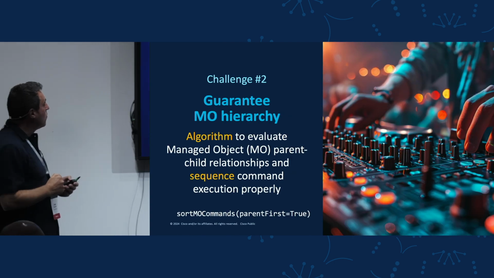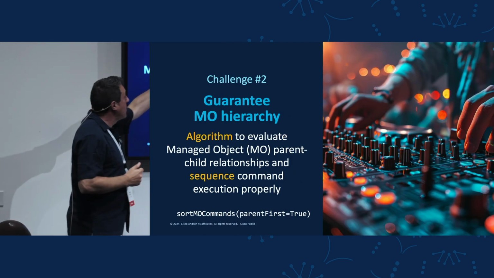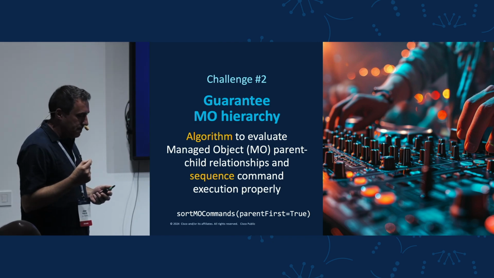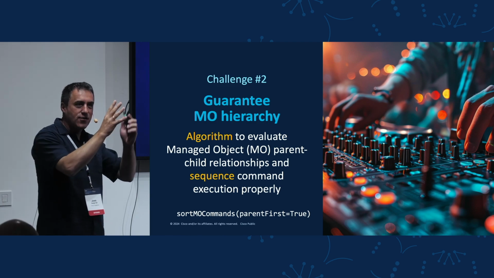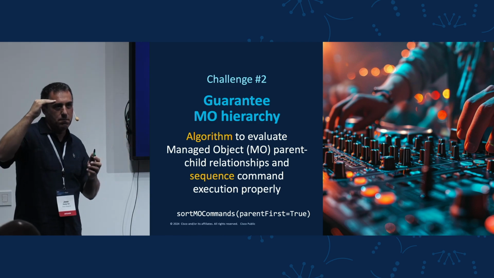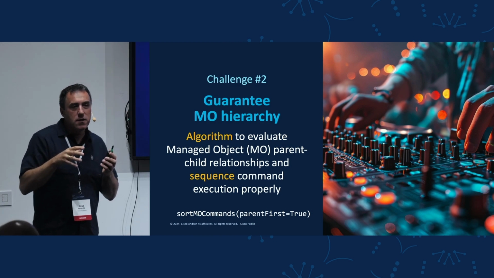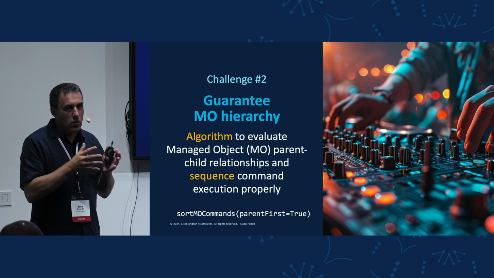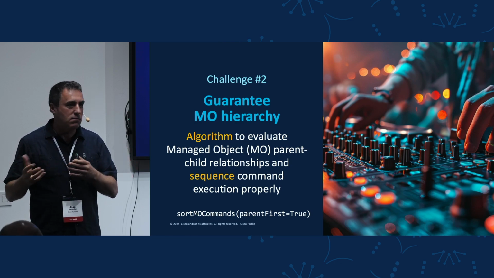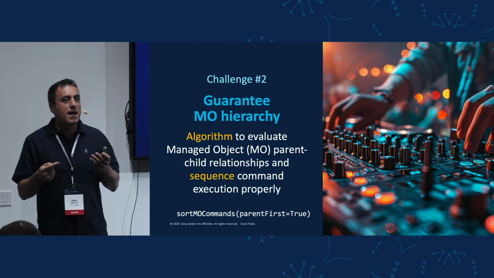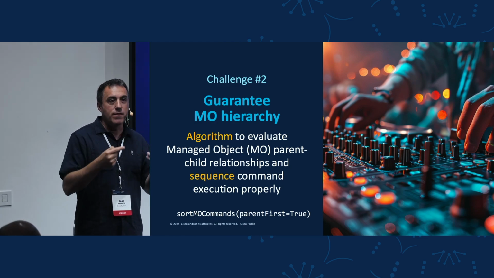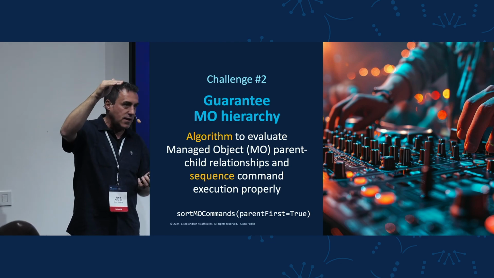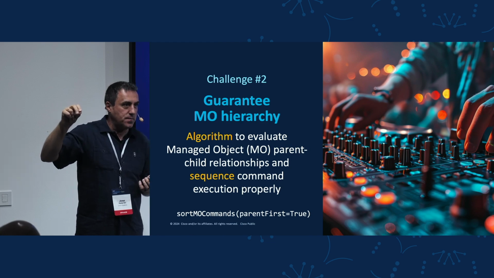The challenge number 2: we have to guarantee the managed object hierarchy. If you see MO, it's managed objects, okay? So once we have the structure of the relationship between parent and child among the MOs, the next step was to prevent the child from being configured or created before the parent. For example, you cannot assign an IP address to an interface if you don't have the interface first, right? It's the same thing. In this structure, the parent is the interface, the child is the IP address. So we have to prevent that.